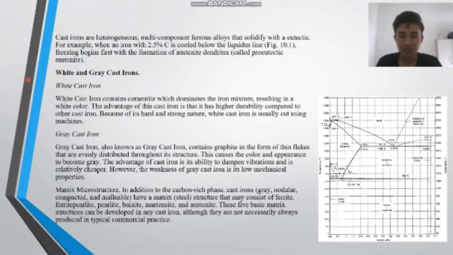Microstructure. In addition to the carbon-rich base, cast irons, whether gray, nodular, compacted, or malleable, have a steel matrix structure that may consist of variable pearlite, bainite, martensite, austenite. These 5 basic matrix structures can be developed in any cast iron, although they are not necessarily always produced in typical commercial practice.